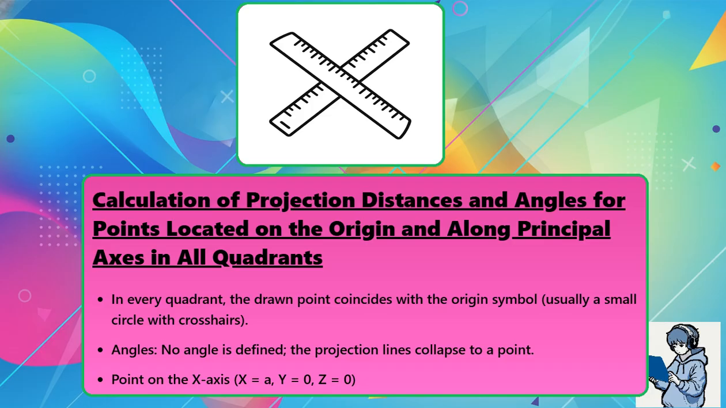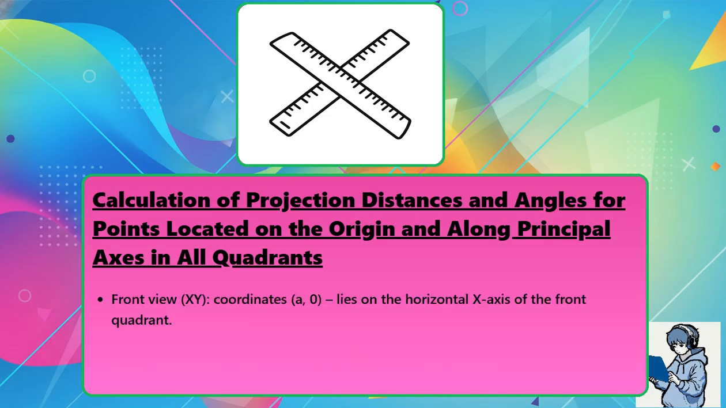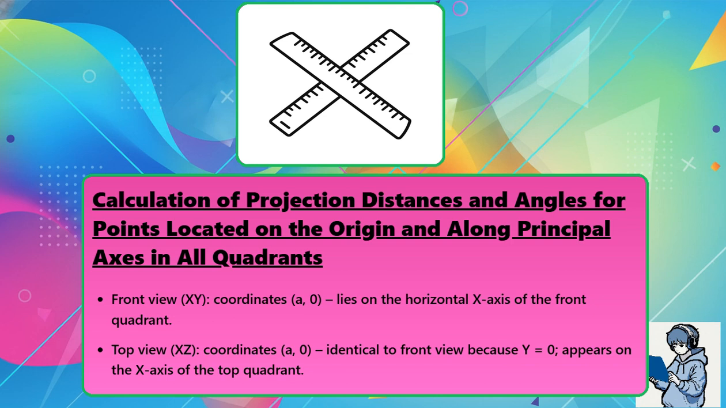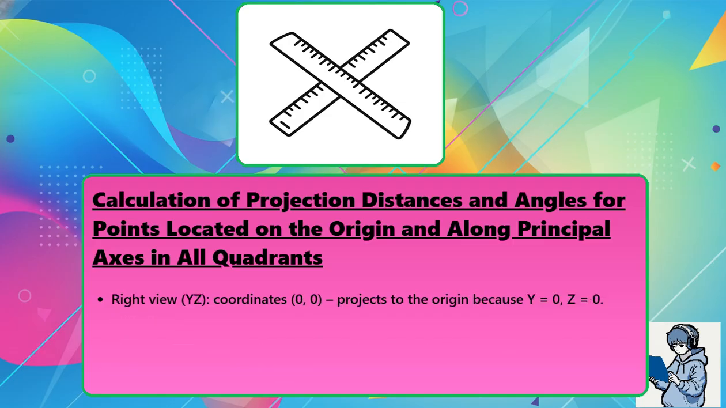Point on the x-axis, (x = a, y = 0, z = 0). Front view xy coordinates (a, 0) lies on the horizontal x-axis of the front quadrant. Top view xz coordinates (a, 0), identical to the front view, because y = 0, appears on the x-axis of the top quadrant. Right view yz coordinates (0, 0) projects to the origin because y = 0 and z = 0.